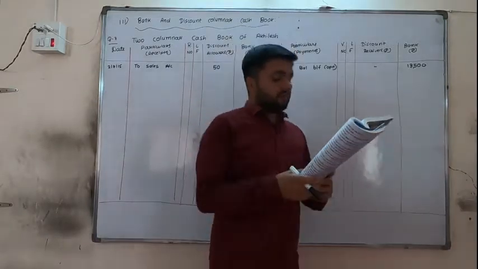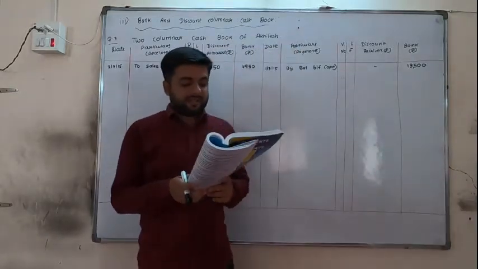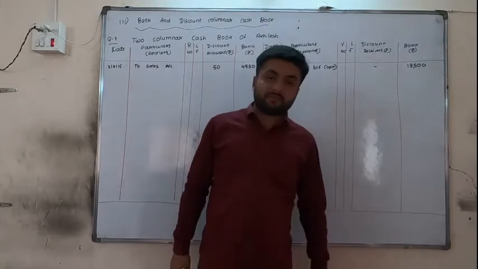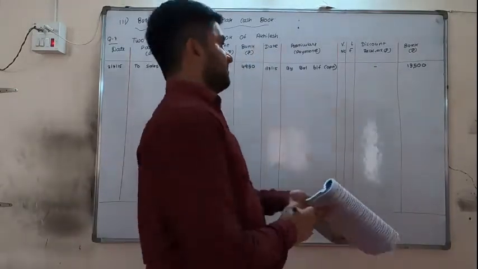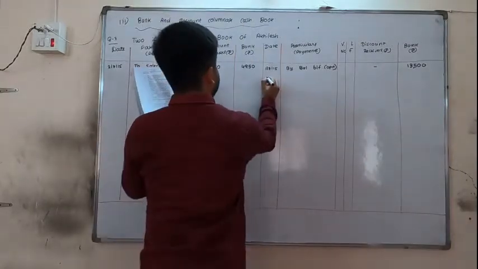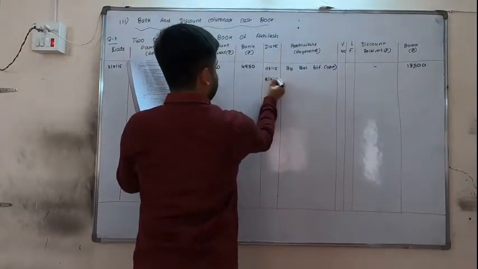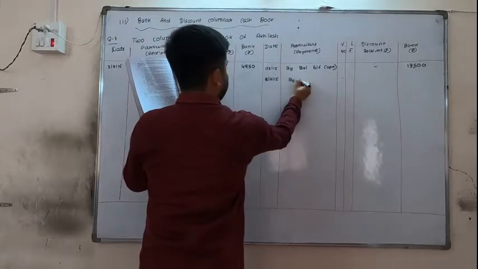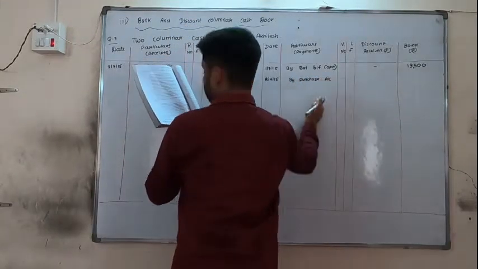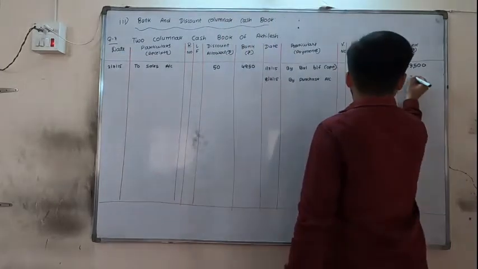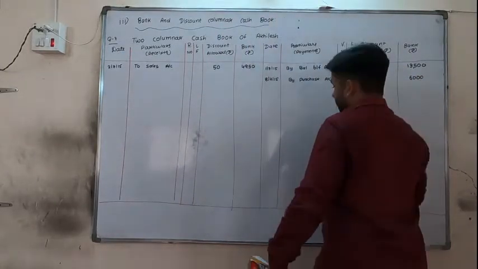Next, goods of 6,000 purchased and check is issued for the necessary amount. We are purchasing the goods and we are giving the check. Bank is the giver, so we will write on the credit side, 8,750 by purchase account. Okay, 6,000 is the amount of purchase.